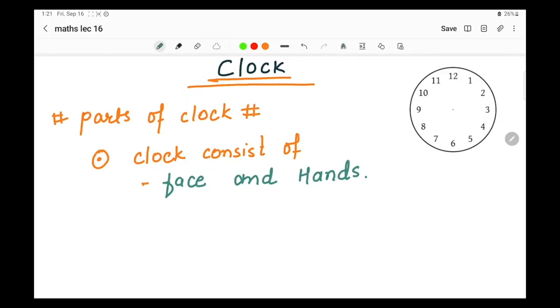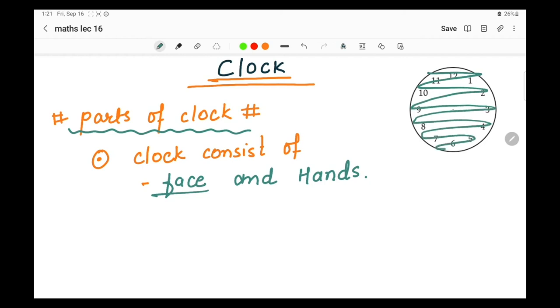Let us discuss some of the basic things regarding clocks. Now, what are the parts of a clock? In a clock we find the face of the clock and the hands of the clock. Basically, what is the face? The visible portion of the clock is nothing but the face of the clock. This is called the face of the clock.